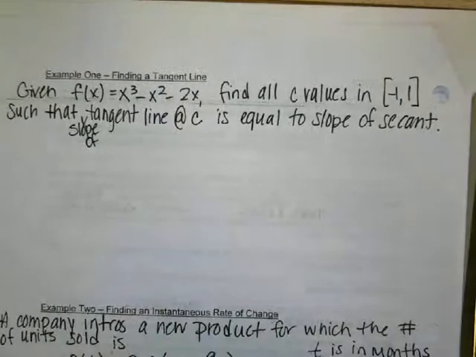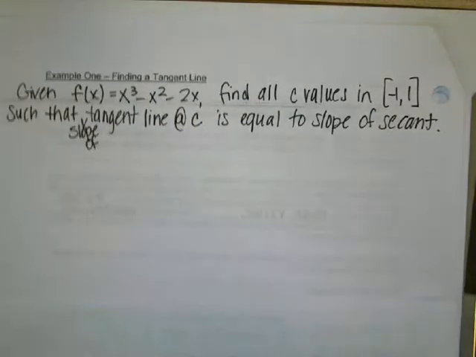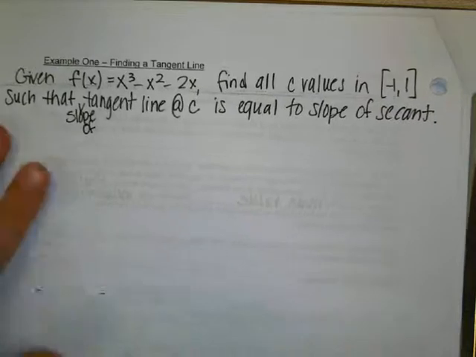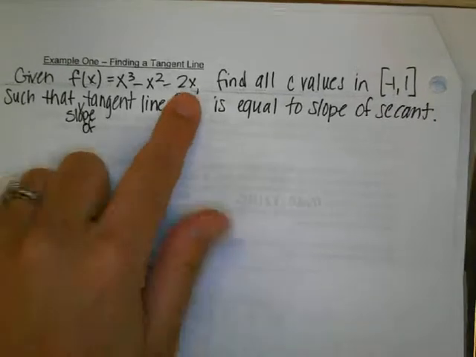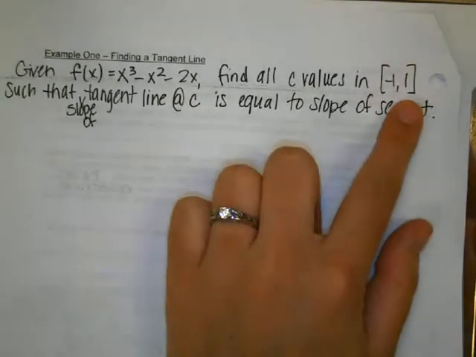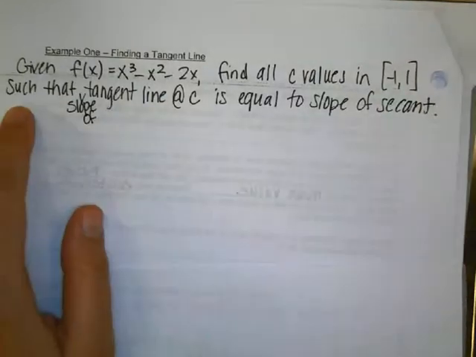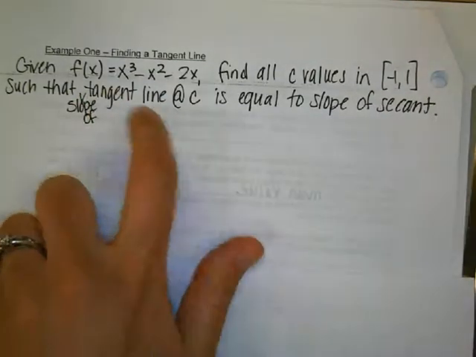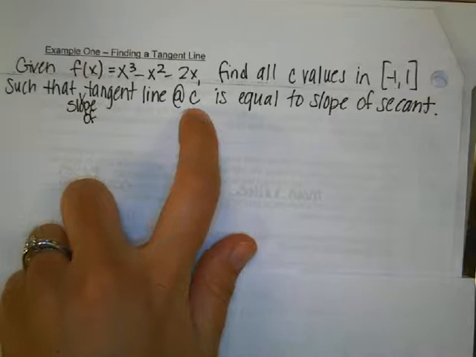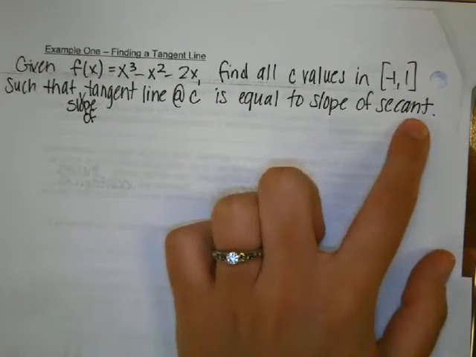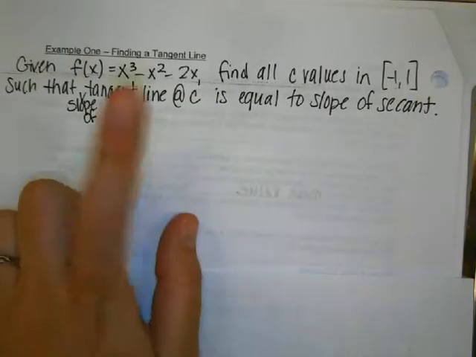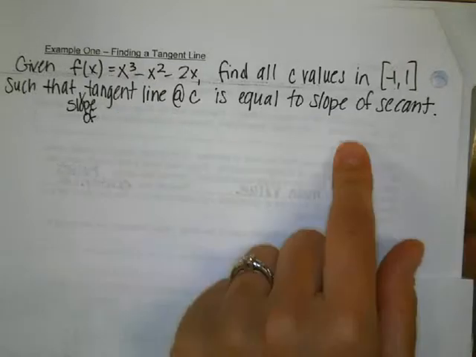Okay. Now, we have two examples we're going to talk through with this concept. So, example 1. Given this function, find all C values in -1 to 1, such that the slope of the tangent line at that C value is equal to the slope of the secant line. So this is saying find where the instantaneous rate of change is equal to the average rate of change.